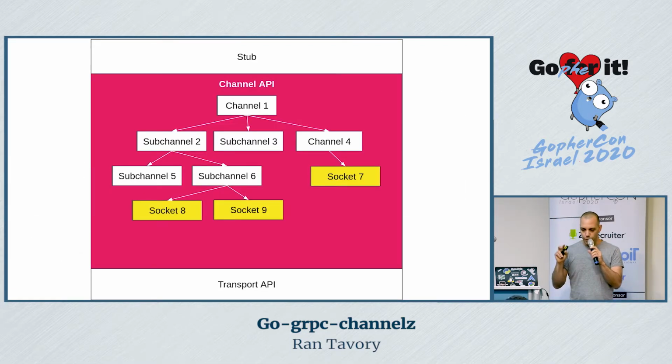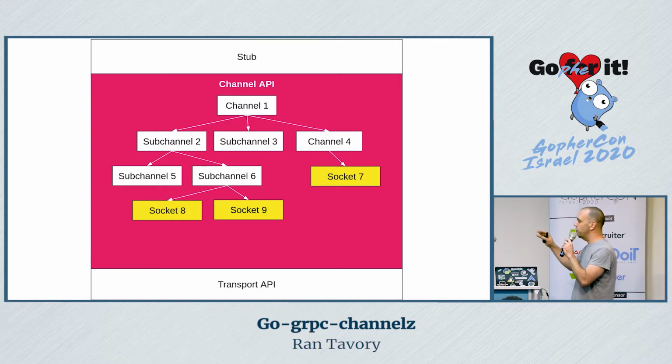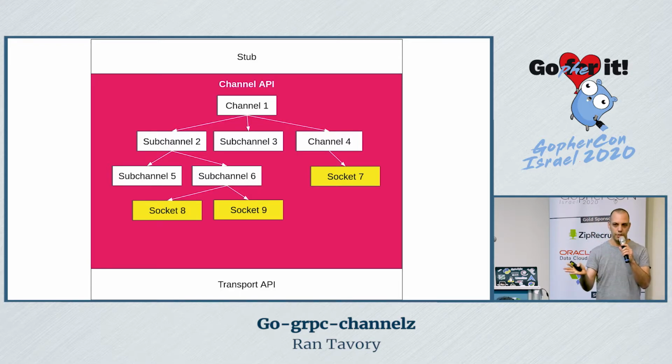Now, if we zoom in to the transport API layer again, we see that we have channels and we have subchannels and we have sockets. So what's the difference between a channel and a subchannel? Basically, a subchannel is something that's being load balanced on. For example, you could have one single logical channel and multiple subchannels. Each subchannel represents a single backend server, right? So in the DNS example as before, you do a DNS query, you get back 5 IP addresses. Each subchannel represents a single IP address. And the channel as a whole represents the entire service.